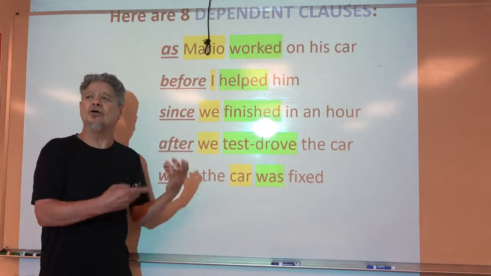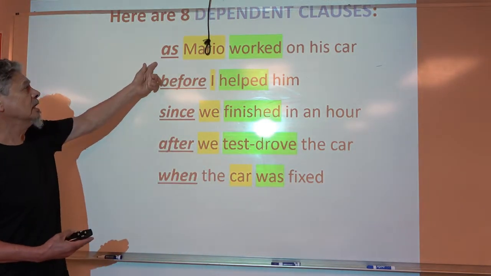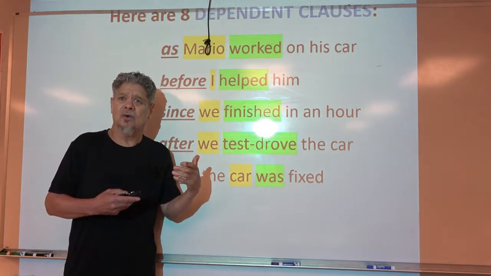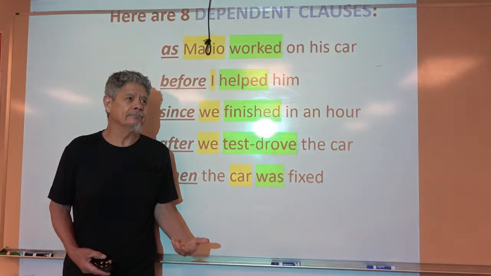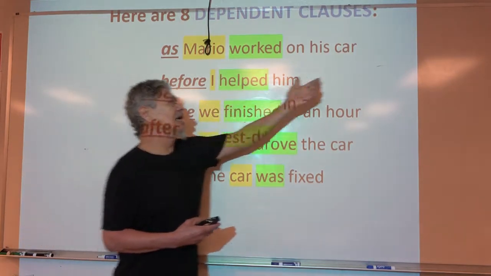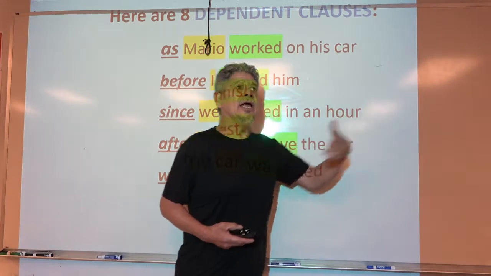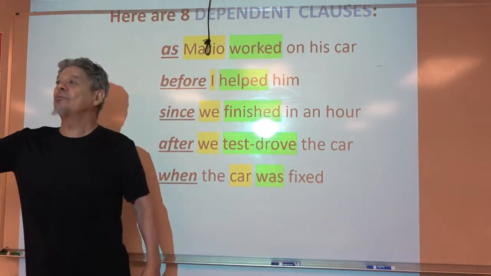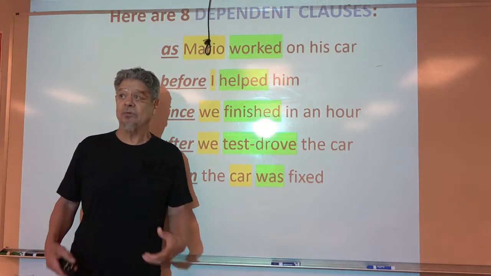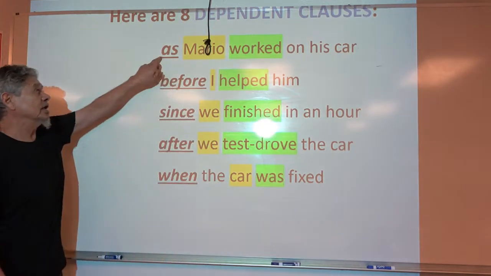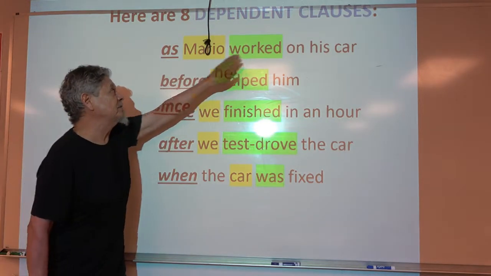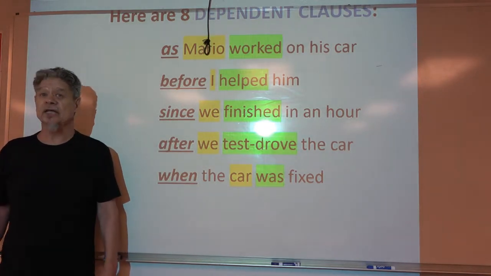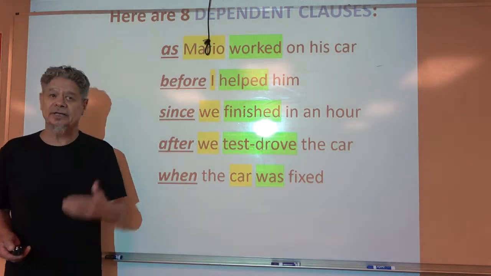It's an incomplete thought. As Mario worked on his car, what happened while Mario was working on his car? So we would need another clause, an independent clause. As Mario worked on his car, his mother came home from work. That would be an independent clause. But if you have a subject and a verb with these kinds of words, it's not a complete sentence. That's what makes them dependent clauses.